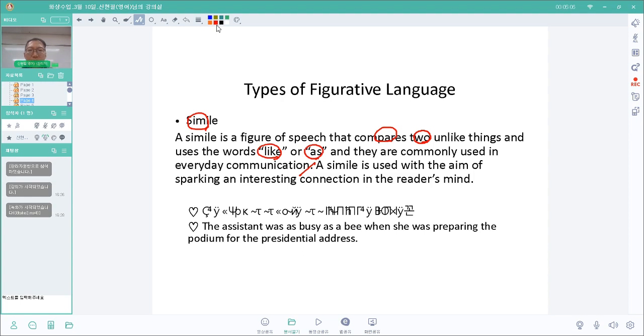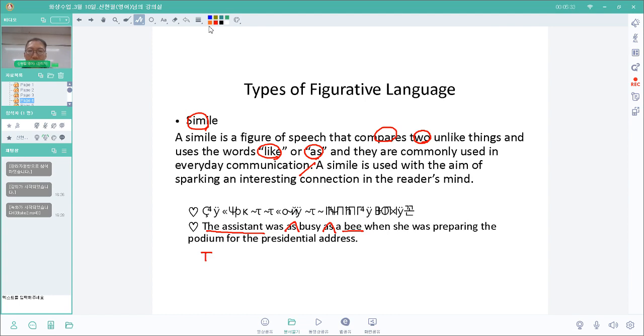So, for instance, an example of a simile is: the assistant was as busy as a bee when she was preparing the podium for the presidential address. So here we're comparing the assistant with a bee. We're saying the assistant is as busy as a bee. So this is a technique of simile.